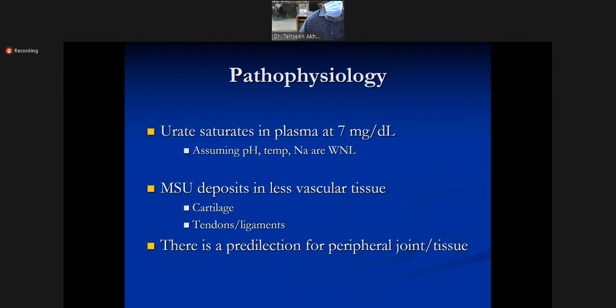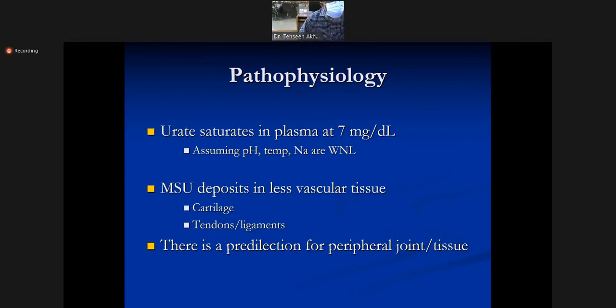Now, as I said earlier, urate saturates in plasma at 7 milligram per deciliter. So when the value is normal, it doesn't deposit. But when the level exceeds 7, deposition starts in tissues as well as in joints. Usually these monosodium urate crystals deposit in less vascular tissue like cartilage, tendons, and ligaments. There is a predilection for peripheral joints and tissues.